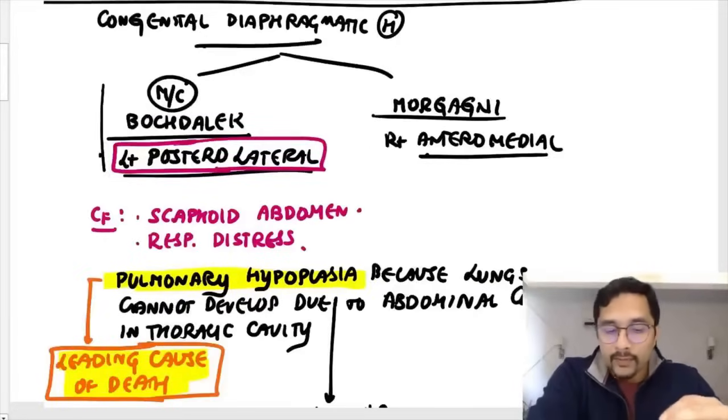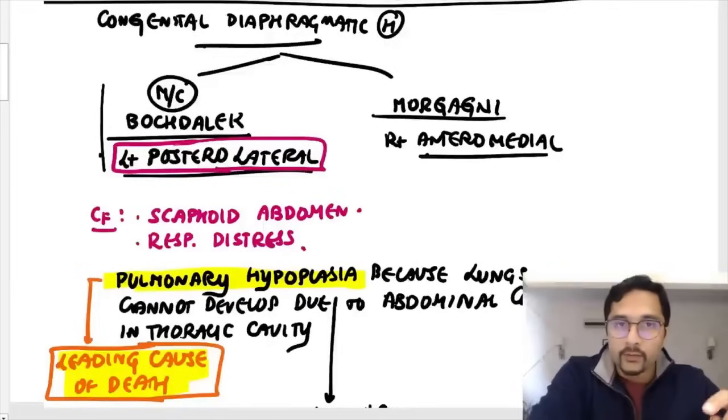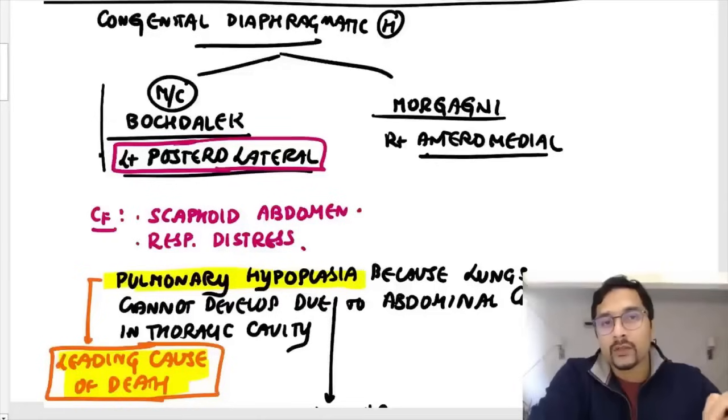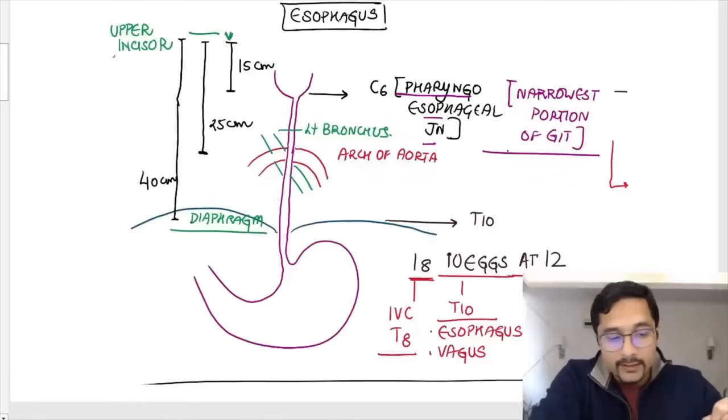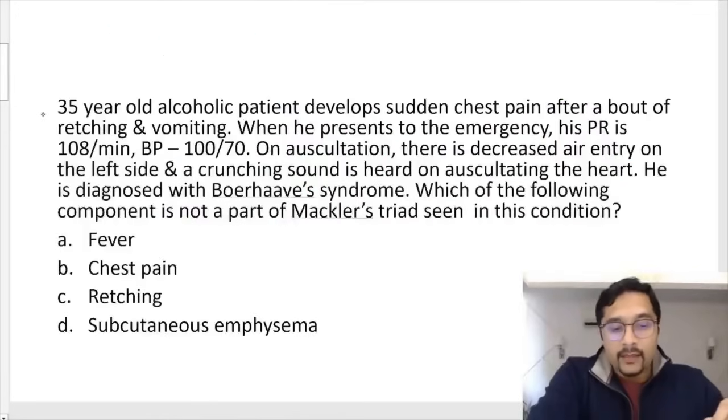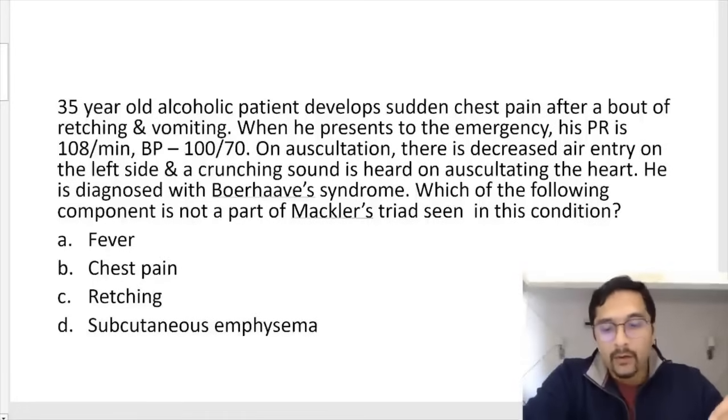Morgagni is right anteromedial. You will get a scaphoid abdomen. There's going to be respiratory distress. And the most common cause of death in these patients is pulmonary hypoplasia. The lung does not develop and that is what causes death. We've already discussed this.